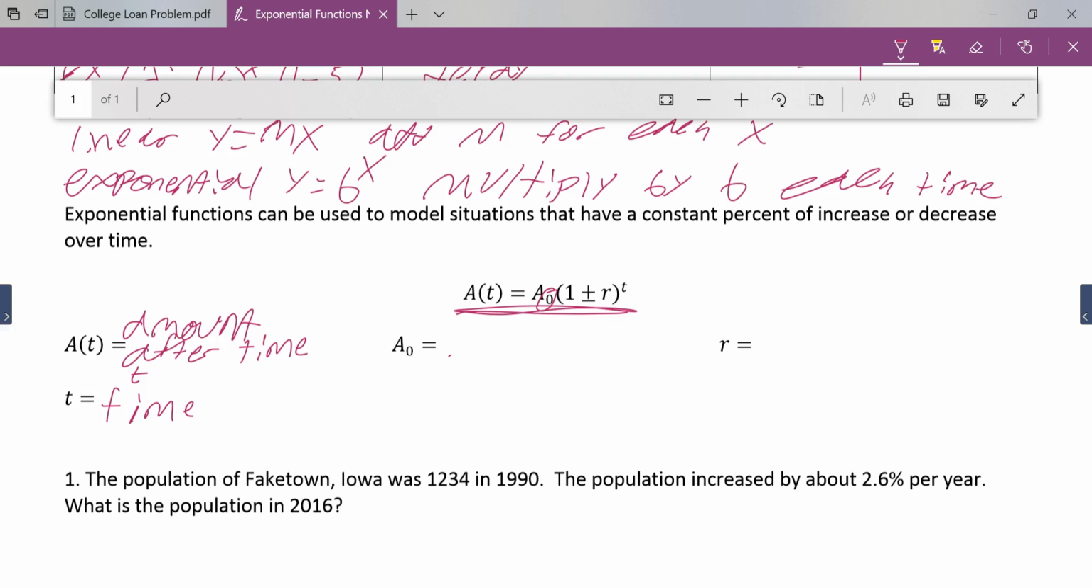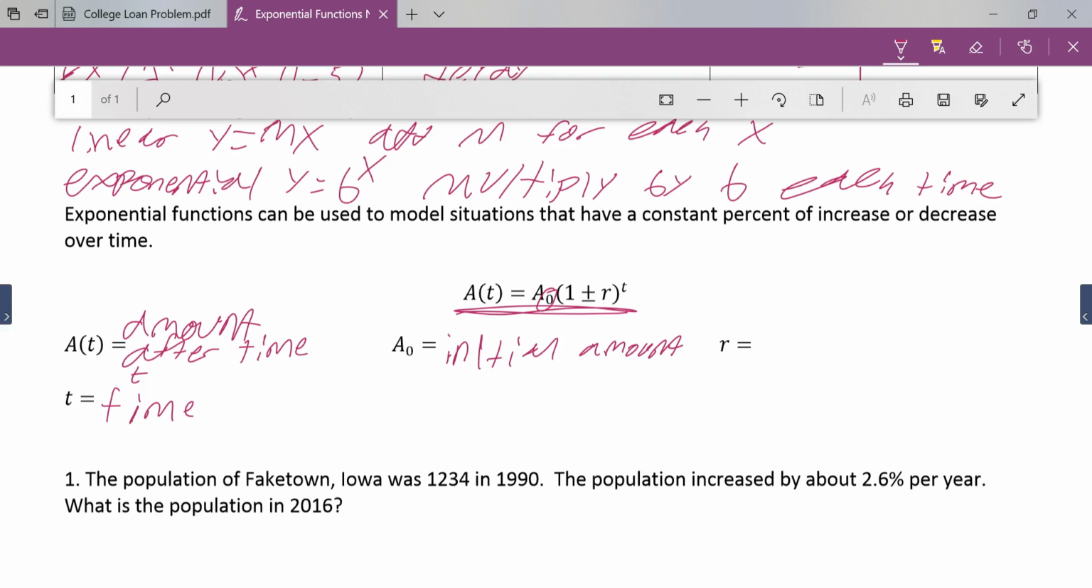A naught is just our initial amount. So it's the initial amount. Sometimes we call this the principal if we're talking about interest. And it's just whatever we started with.